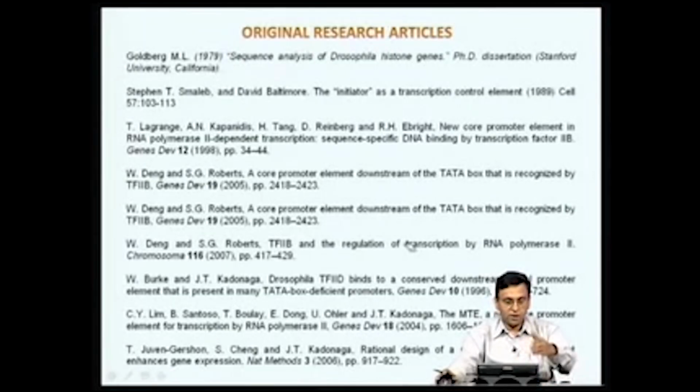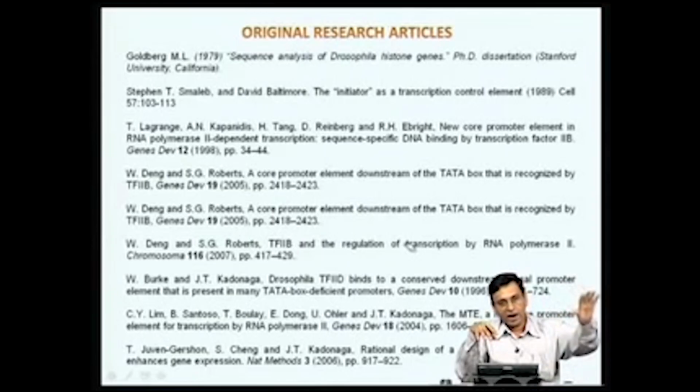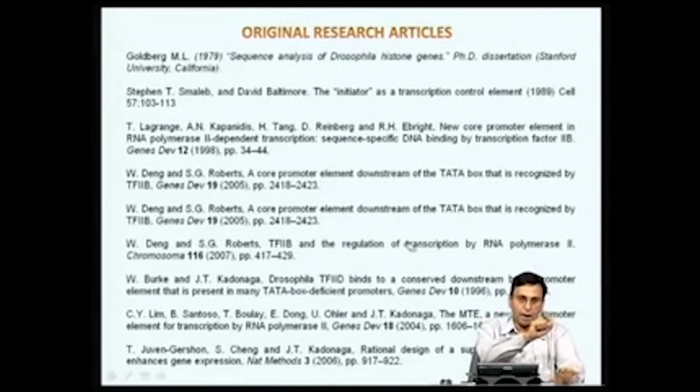Now, what I have given in the next 2-3 slides are the original research articles. Wherever I talked about some of these things, for example, I mentioned Baltimore's lab discovered this, and TF2D was discovered by Goldberg and so on, all these references are listed here. So, whenever you want to learn more about the actual experiments which led to the discovery of some of these things, I suggest you go through these original research articles listed here.